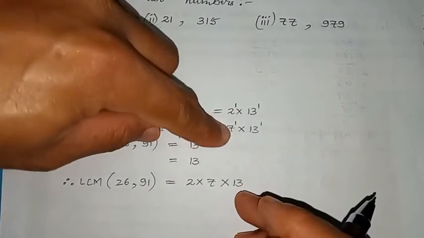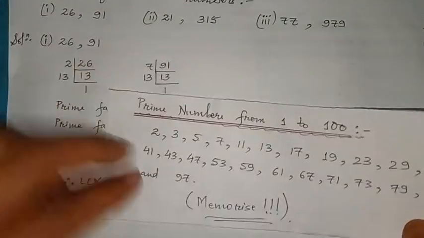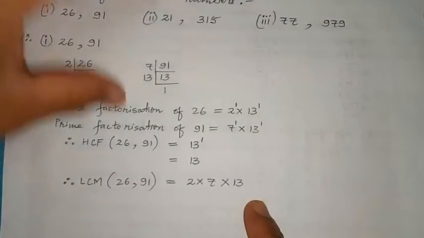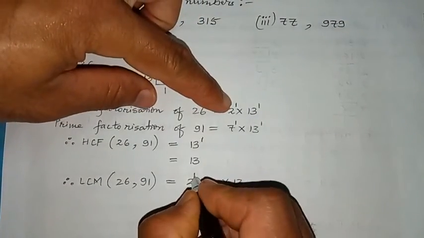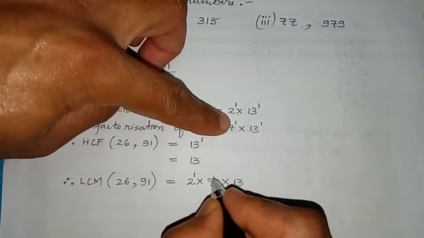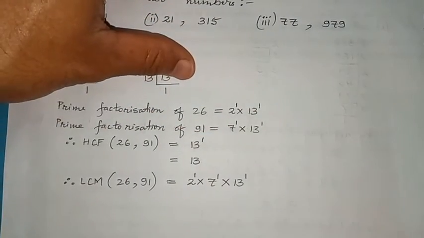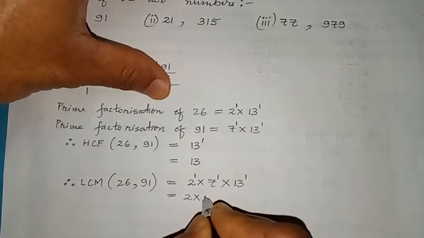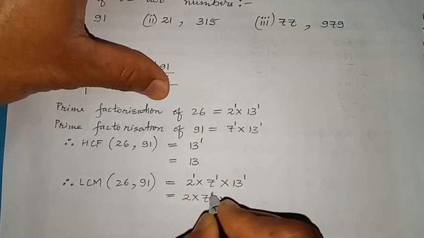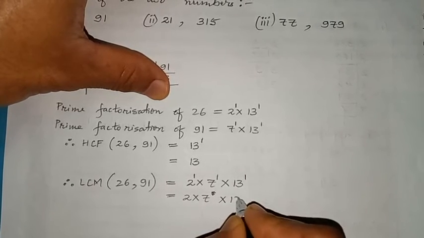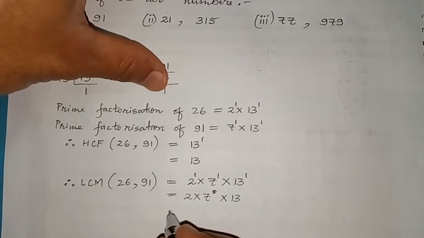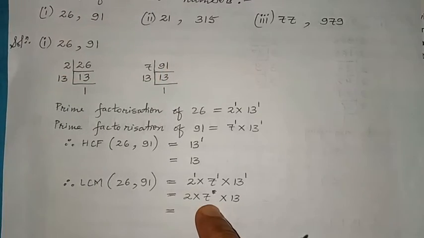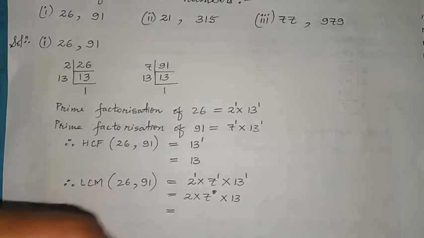See, 2 is there, 7 is there, 13. These are all prime numbers, all prime factors. Right, with the highest power. 2 also has highest power 1 only here. 7 also has highest power 1 and 13 also has highest power 1. Okay. So 2 raised to power 1 means 2 one time. 7 raised to power 1 means 7 one time only. And 13 raised to power 1 means 13 also one time. Okay. So now multiply. 2 into 7, 14. 14 and 14 into 13.